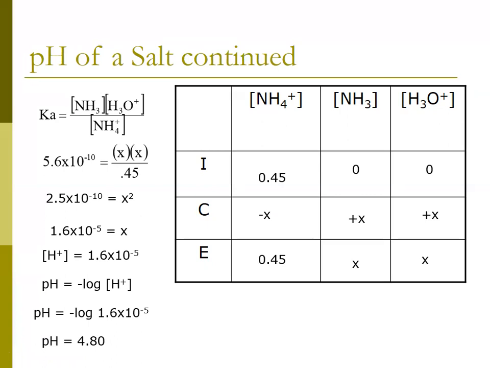All right. So what's new today, the only thing that's new today, is we weren't given the K that we needed. To find the K that we needed, Ka, we only had a Kb. So what was new is we had to do 1.0 times 10 to the negative 14th divided by the Kb.